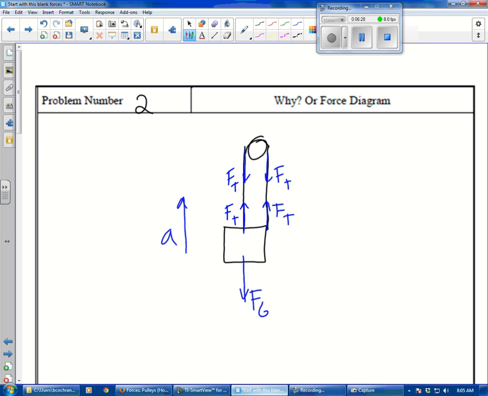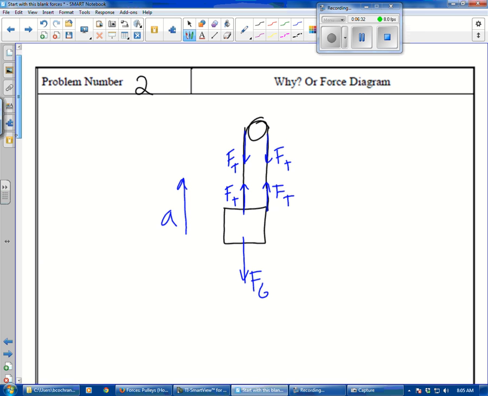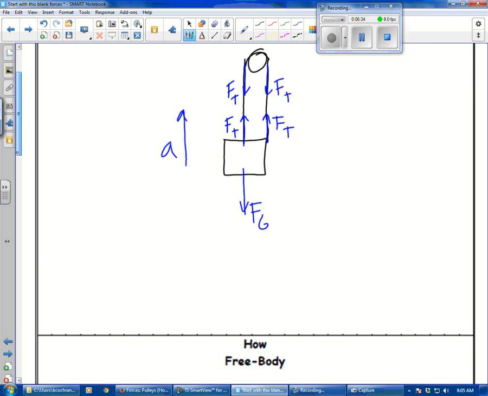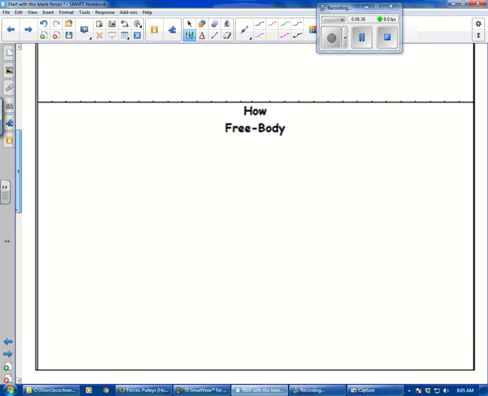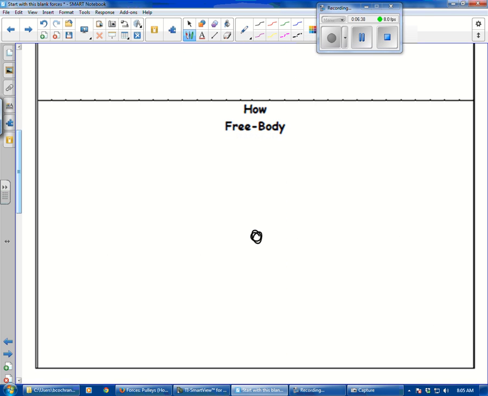And I only really need to do the free body of the man sitting in the chair. So if I do the free body of the man in the chair, I get his weight down, F sub t up twice, and that acceleration up.